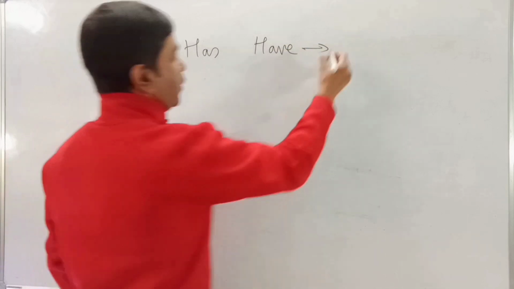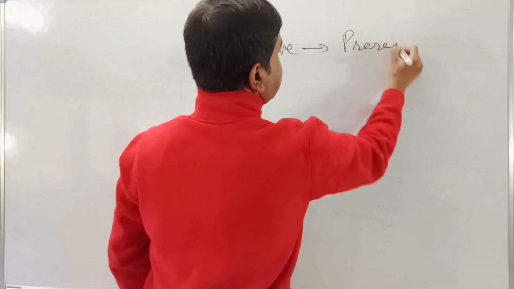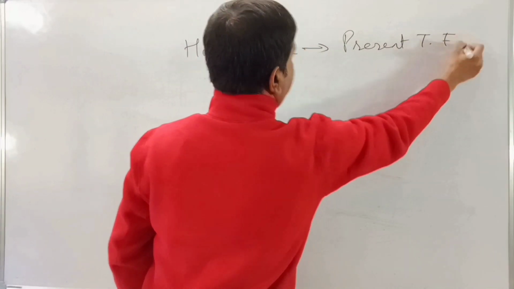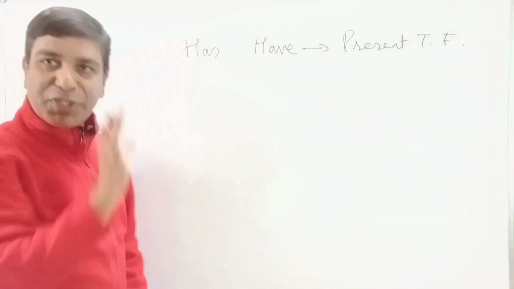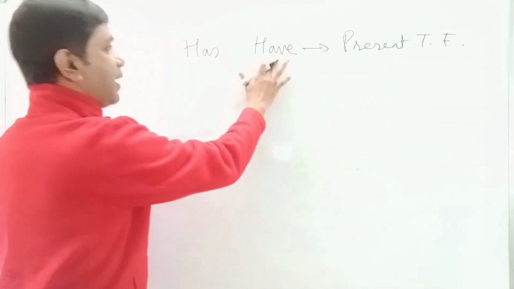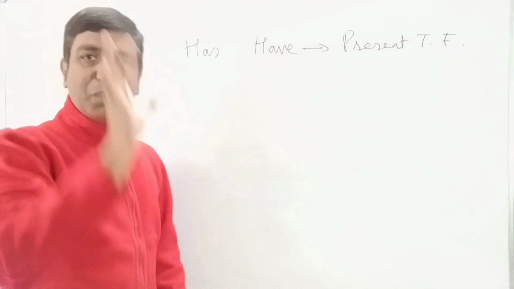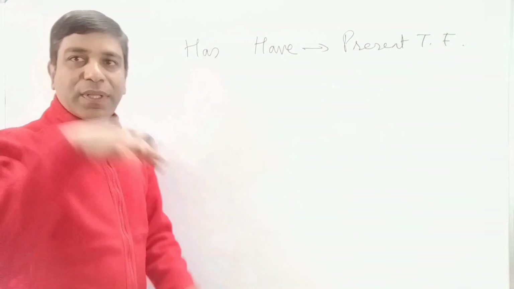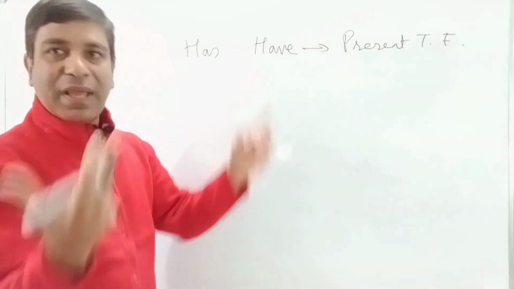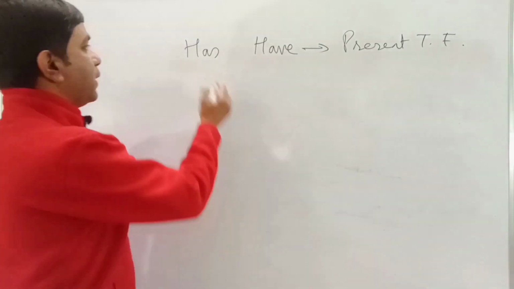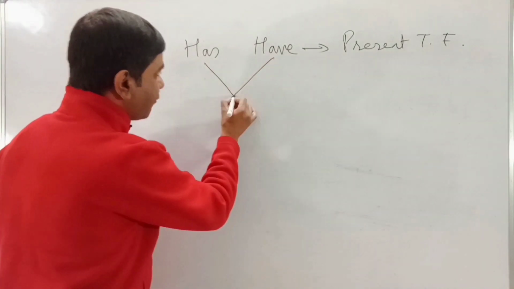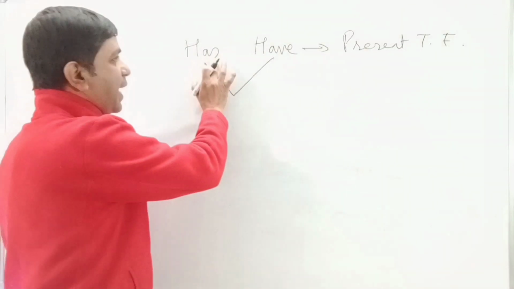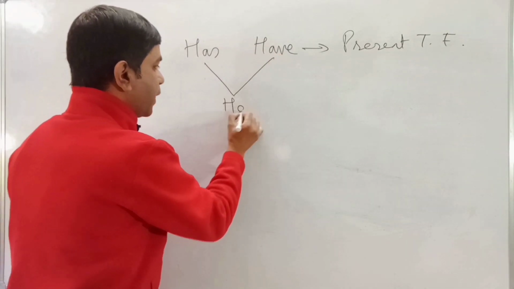Has and have belong to the present tense family. Has is used with singular subjects and have is used with plural subjects. When the subject is singular, use has. When the subject is plural, use have. That's very simple. Now when you change has and have into past tense, both has and have become had.